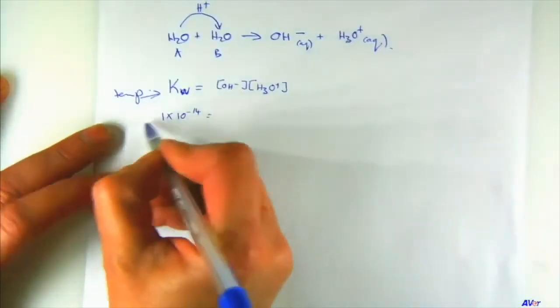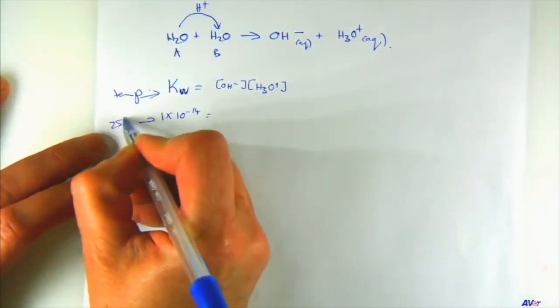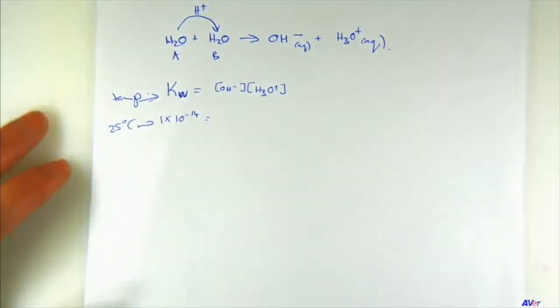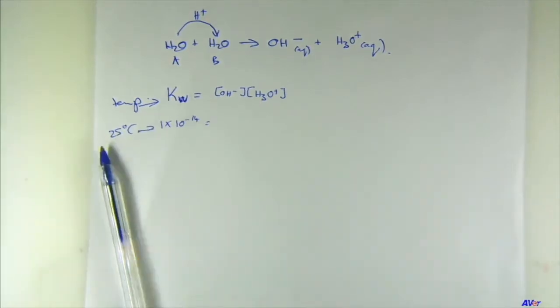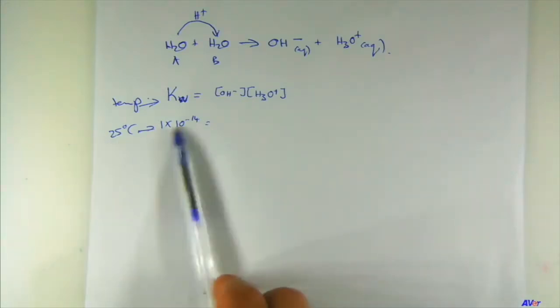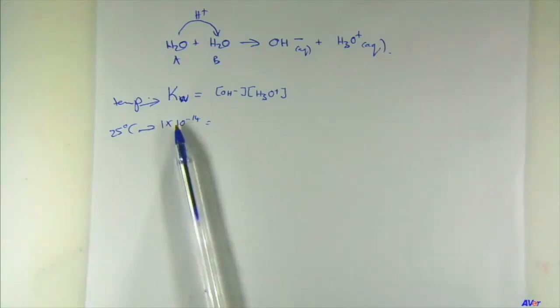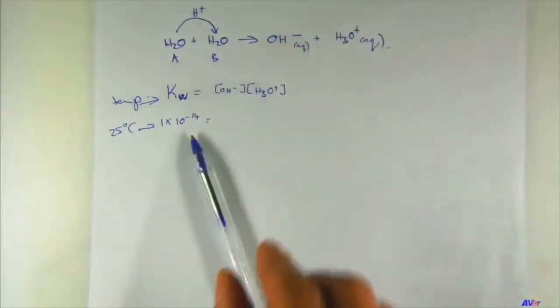But that is only true when you're working at 25 degrees Celsius. And the reason why they chose 25 degrees Celsius is we want to work in the lab without always making things cold or making things hot, right? We are usually at more or less 25, so it's easier if we just learn one of them by heart. So this is the one they give you. If they want you to work at a different temperature, they have to give you a new Kw value, right? So we look at this, Kw, 1 times 10 to the minus 14.